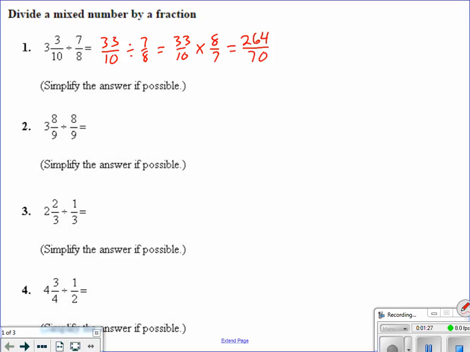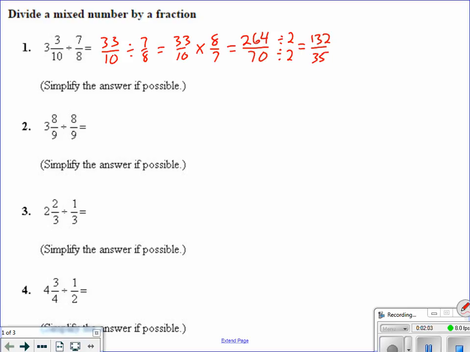Okay? Now, one thing I notice here is they are both even numbers. So I could divide each of those by 2 to simplify this a little bit. So I'm going to divide the top number by 2, and I'm going to divide the bottom number by 2. So when I take 264 divided by 2, I get 132. When I take 70 divided by 2, I get 35.